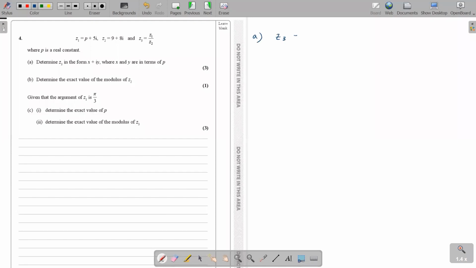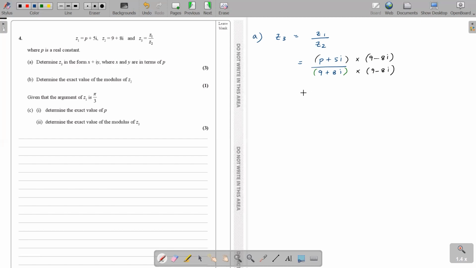So z3 equals z1 divided by z2, right? So can you substitute z1 is p plus 5i divided by 9 plus 8i. So how do we make it into a complex form of x plus iy? We have to multiply, because we need to remove the imaginary part from the denominator. How do we do that? We multiply up and down with 9 minus 8i.